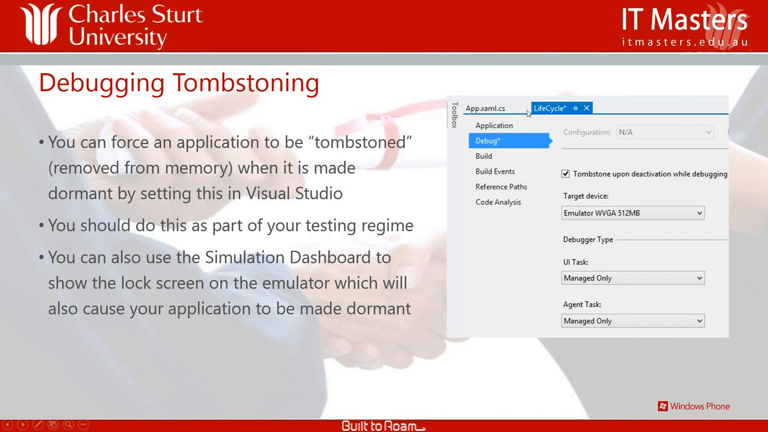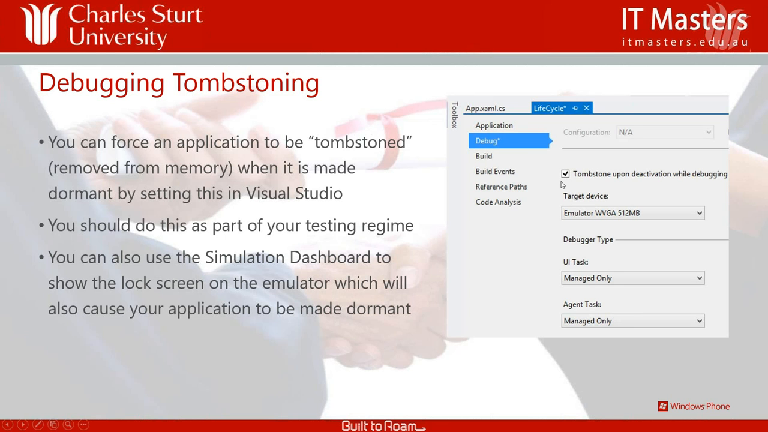Now, there's a bit of a trick with Visual Studio to debug this whole tombstoning process. One of the challenges we have, particularly with the Windows Phone 8 devices, is that it's very hard to encourage the system to tombstone your application. In fact, in most working situations, you'll probably find that your application is not tombstoned. In the case of debugging this, there's a checkbox available in the project properties dialog that says tombstone upon deactivation while debugging. Now this doesn't affect the runtime behavior of your application.